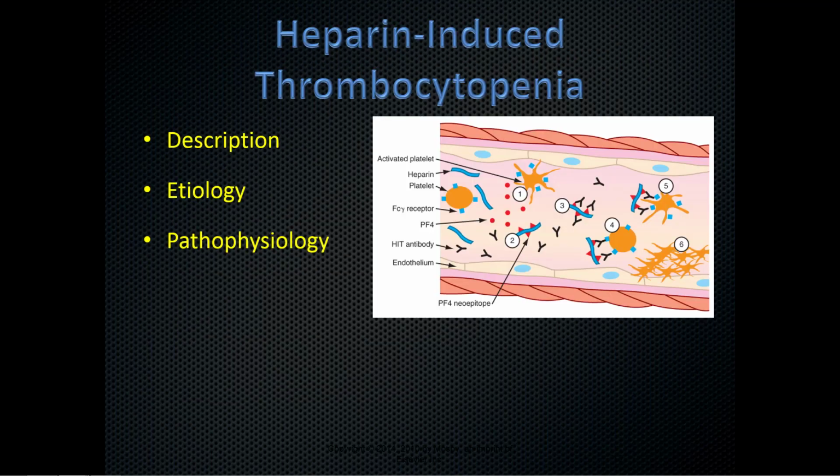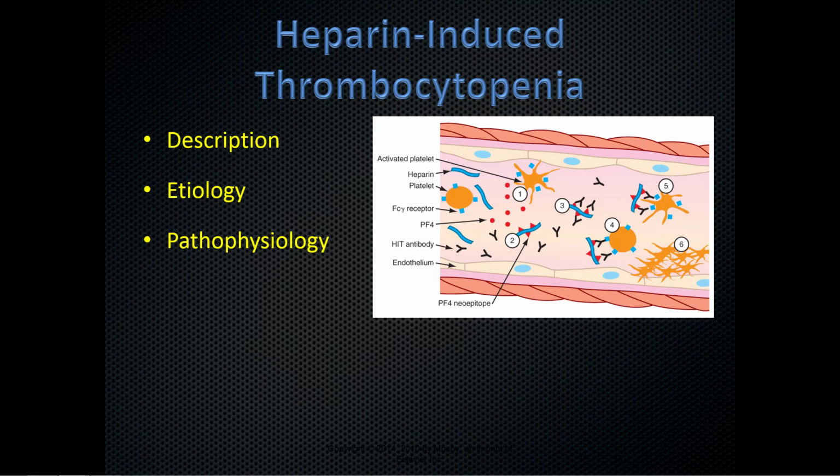Moving on to another form of thrombocytopenia, we have heparin-induced thrombocytopenia, also referred to as HIT. The most common form of HIT is the non-immune mediated type, which is type 1. The second form is called type 2 HIT, or immune mediated HIT. Type 2 HIT is more severe.